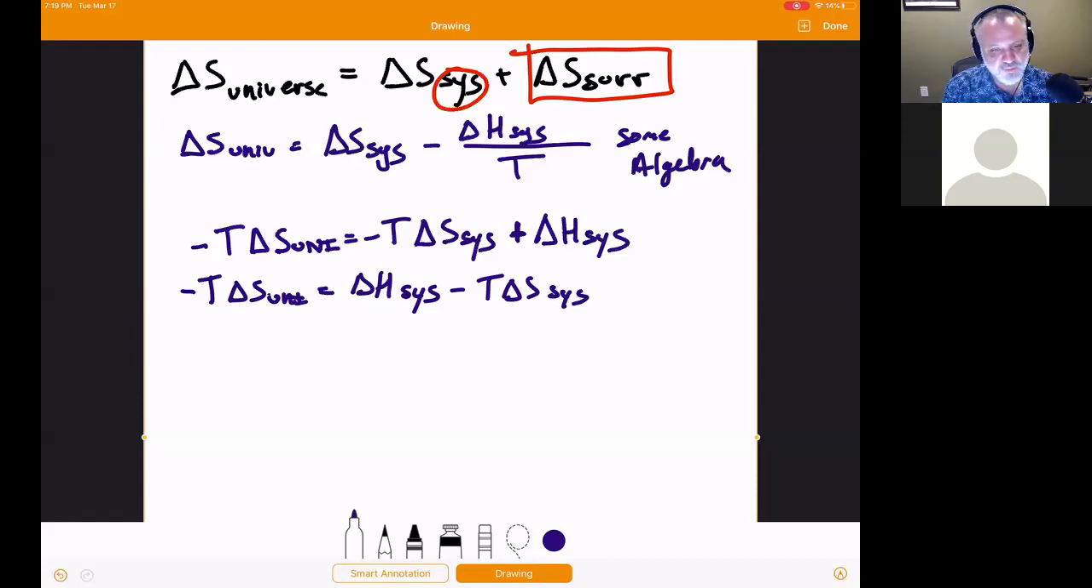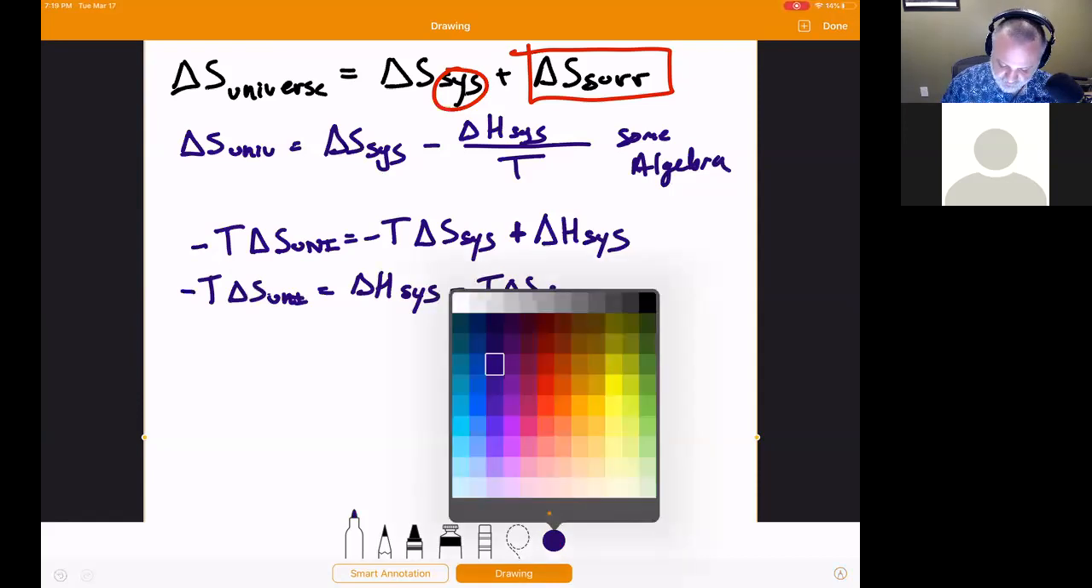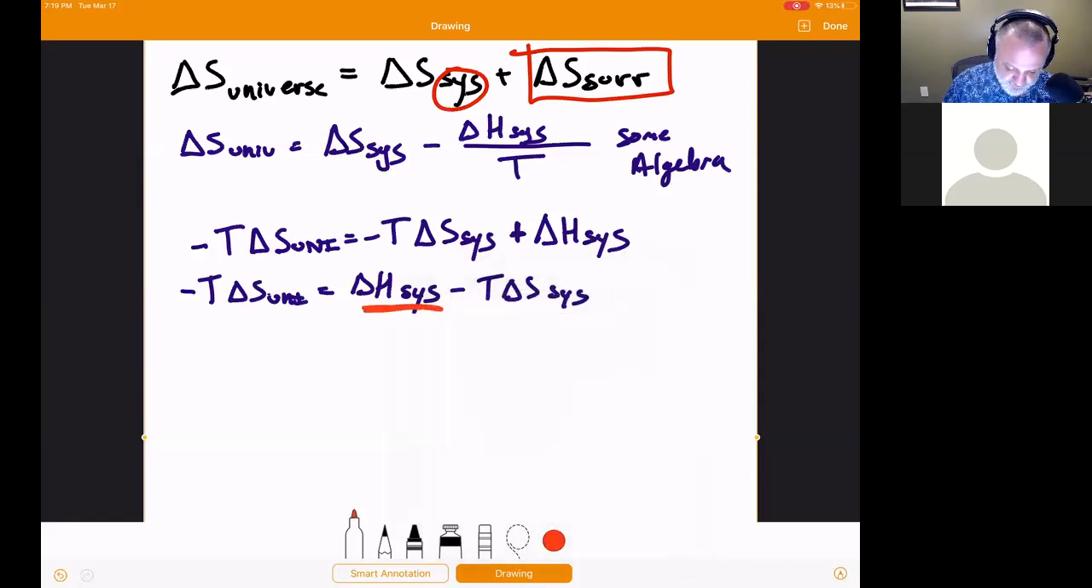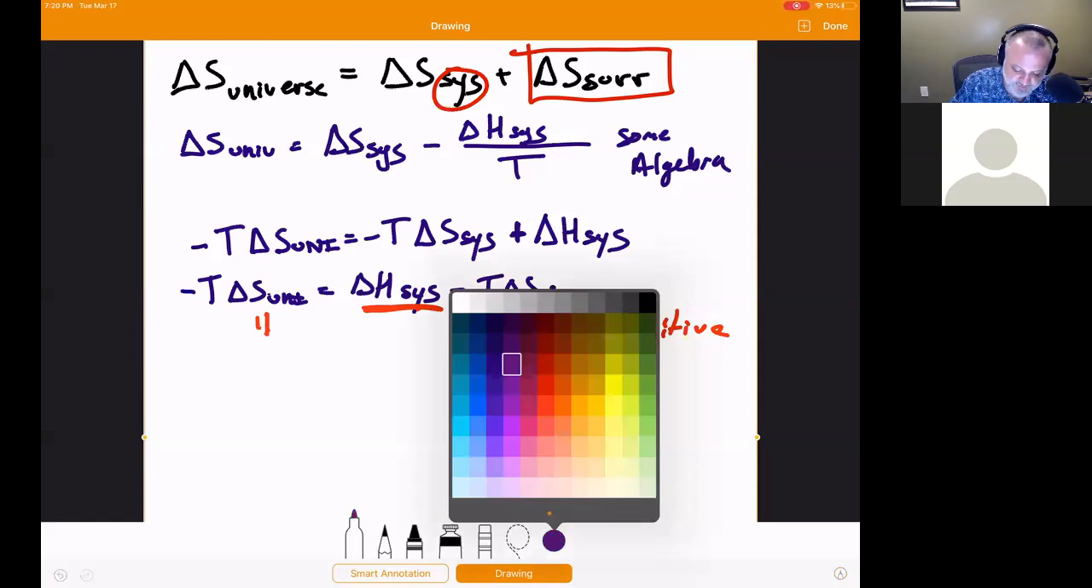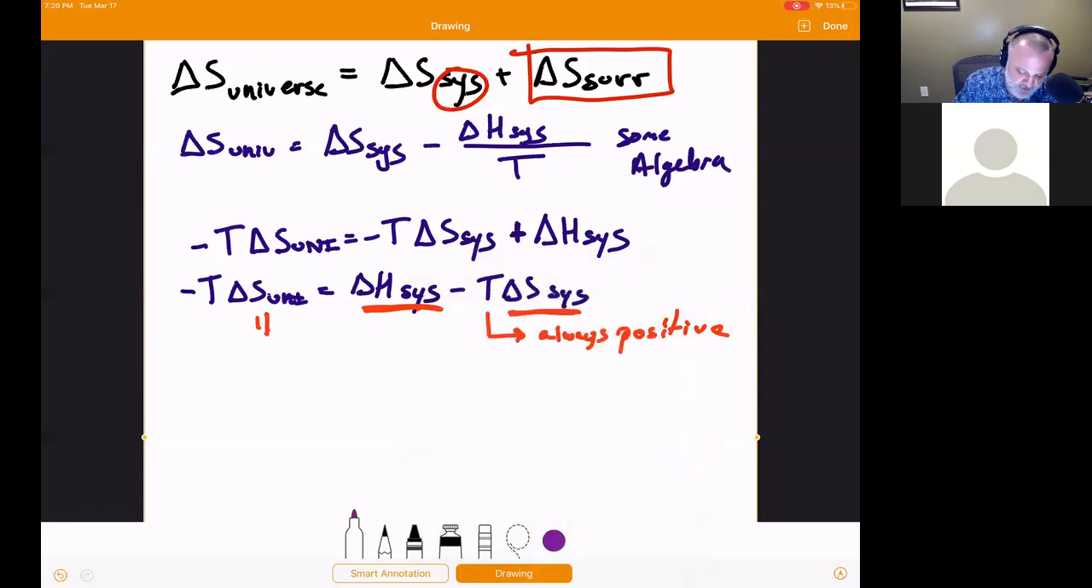And so now I've got an equation that really does tell me what happens with a reaction, whether it's spontaneous or non-spontaneous, as long as I know the delta H of the system and the delta S of the system. I don't really need to know the temperature because the temperature is always positive, right? Because we're on the Kelvin scale. And so the only thing that I want to do then is to replace the entirety of negative T delta S of the universe with delta G. Okay. So now I have the formula delta G equals delta H minus T delta S.